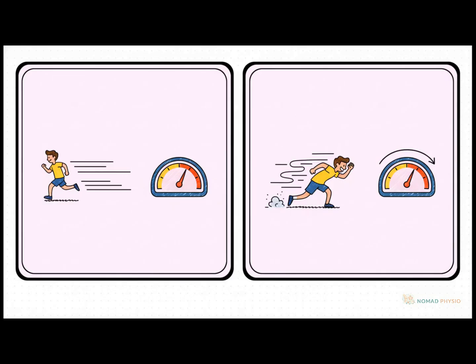Our final variable is rate. Basically, how fast is the movement? Here we have 2 key ideas. Velocity is just speed in a given direction, and acceleration, well, that's when you hit the gas or the brakes. It's any change in that velocity.